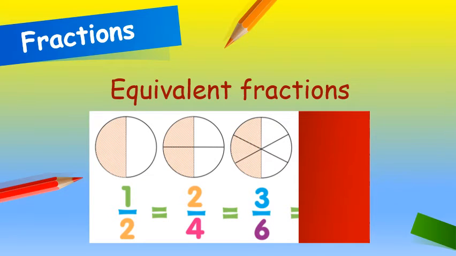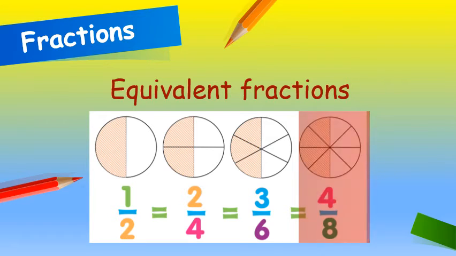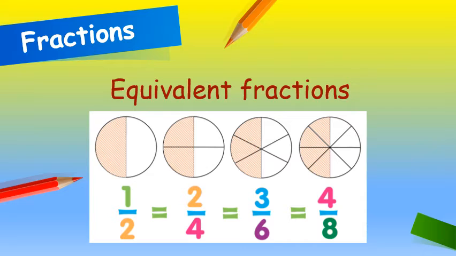2/4 and 1/2 are also equivalent to 3/6. As you can see, the same proportion of the shape is shaded and are equal also to 4/8, and you could continue to break the shape down into smaller and smaller equal parts and see how many of those equal parts would be equal to 1/2.